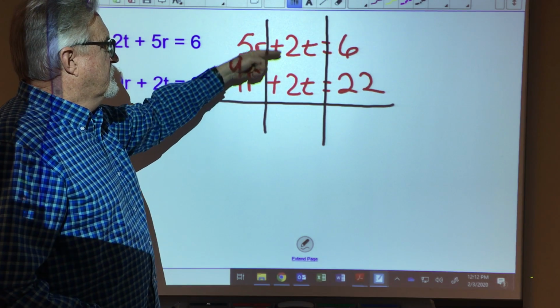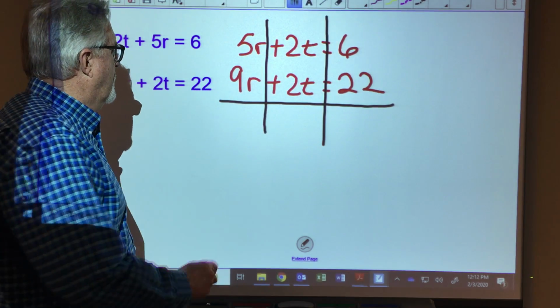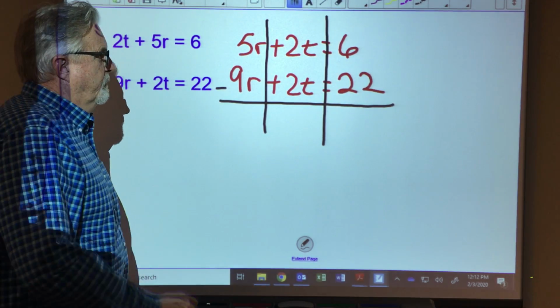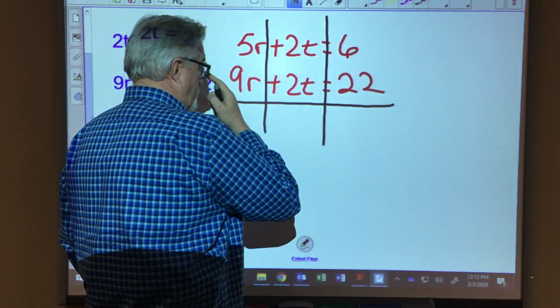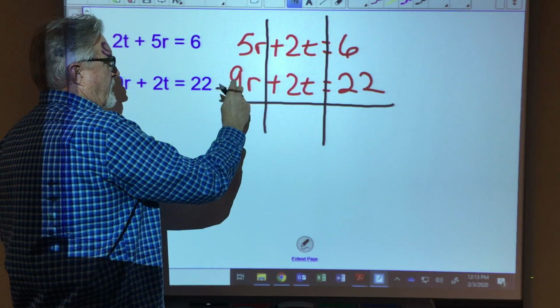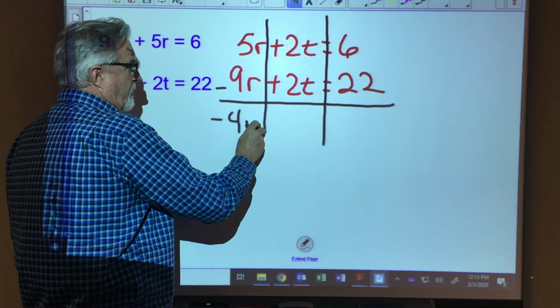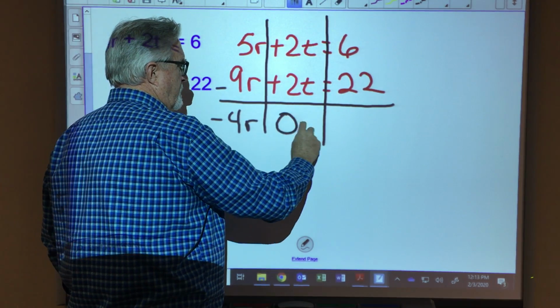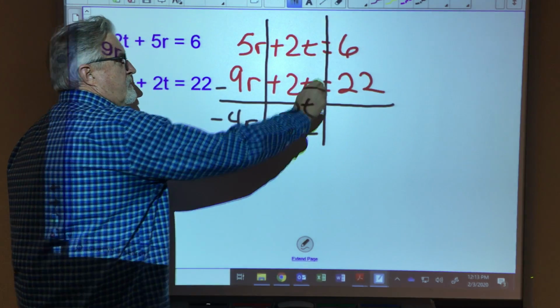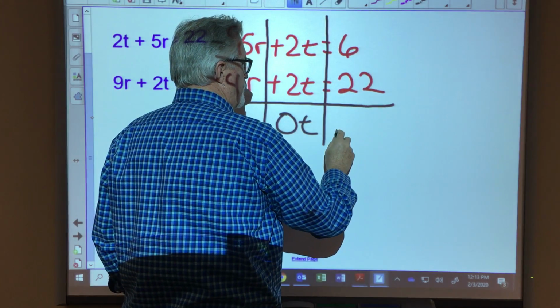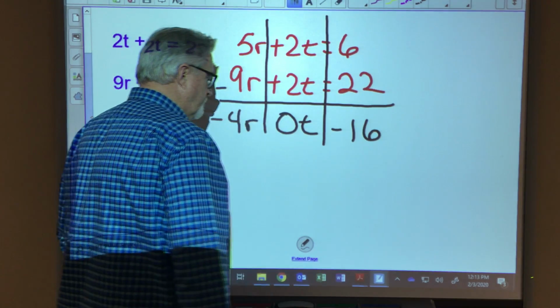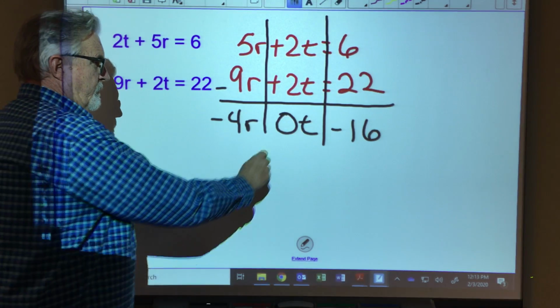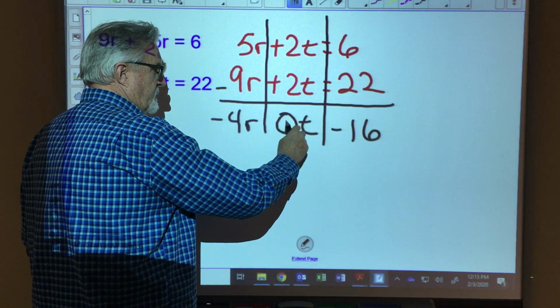We have the same. So to get this to 0t, I'm going to need to subtract. And I'm going to subtract each one individually. So 5r minus 9r would be negative 4r. A positive 2t minus a 2t would be 0t. 6 minus 22 would be a negative 16. From there, this just is eliminated because 0 times t is 0.